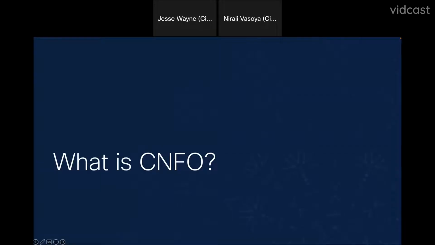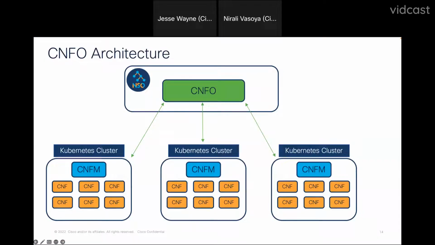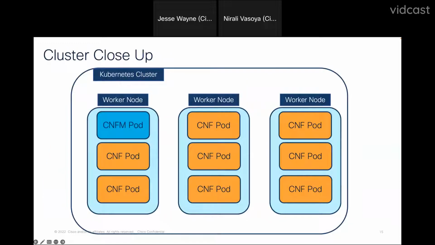So what is CNFO? What does it actually look like? When you look at the CNFO architecture, CNFO is housed within NSO and it's communicating outwards to a CNFM, which sits within a Kubernetes cluster. Within each of these clusters, there's one CNFM pod, which is managing. CNFM stands for the Cloud Native Function Manager, managing all of the CNF pods deployed within that cluster.